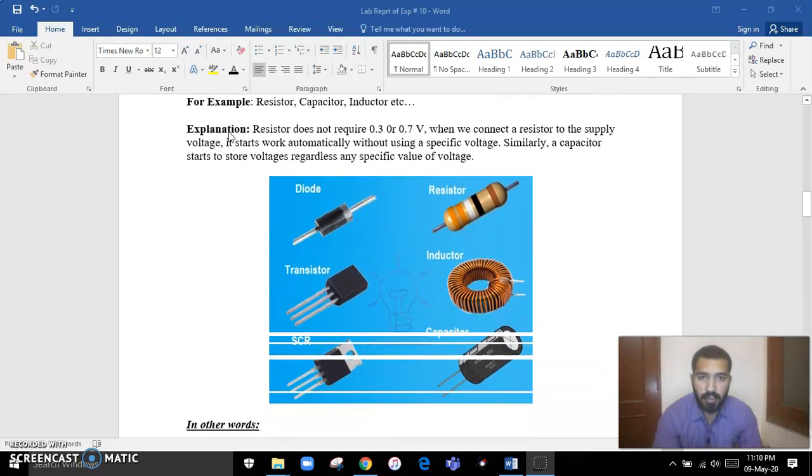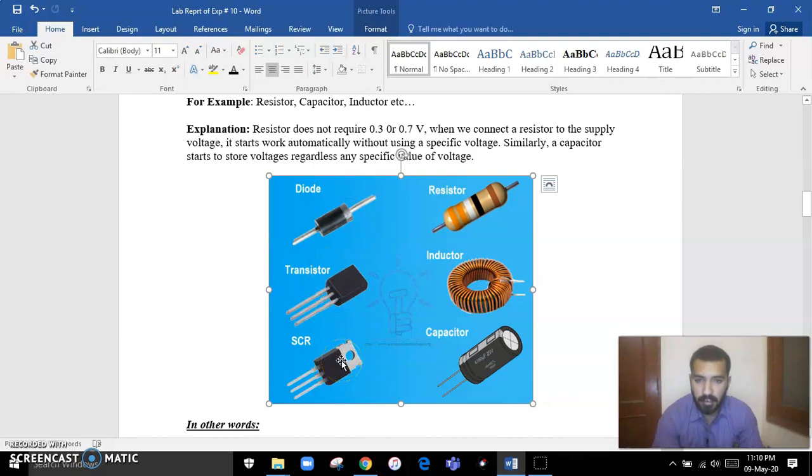Like here in this picture, we have a diode, a transistor, and an SCR. These three are the active components, and the resistor, inductor, and capacitor, these three are the passive components.